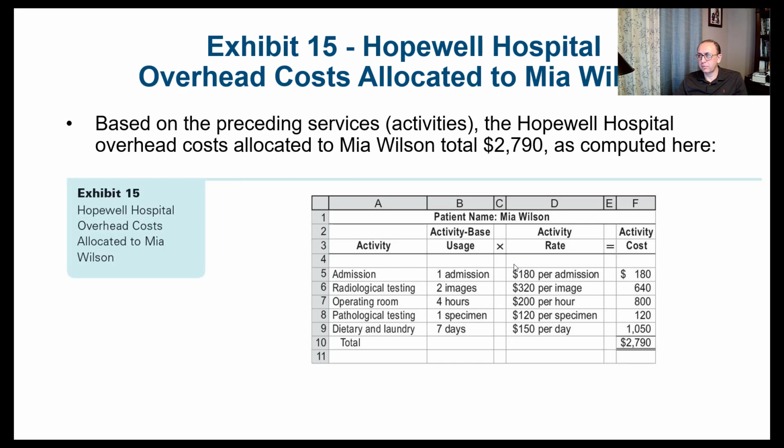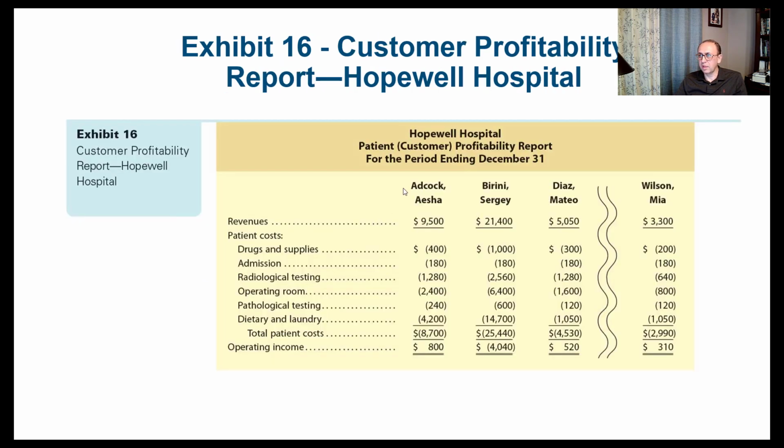Again, as I mentioned before, every patient would be different. So let's assume that we have different patients. Using this kind of Excel sheet, we show how much revenue we generated from them. But for the patient cost, we have the drugs and supplies, admissions, radiological testing, operating room, pathology, dietary and laundry. We get the total patient cost and then we calculate the operating income.